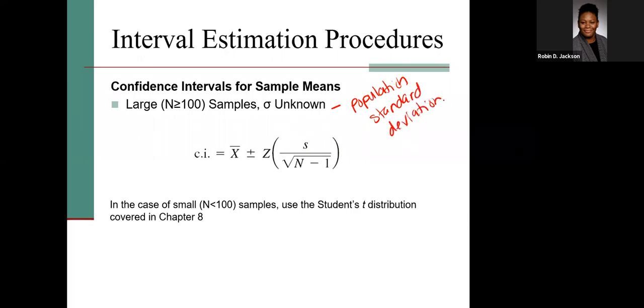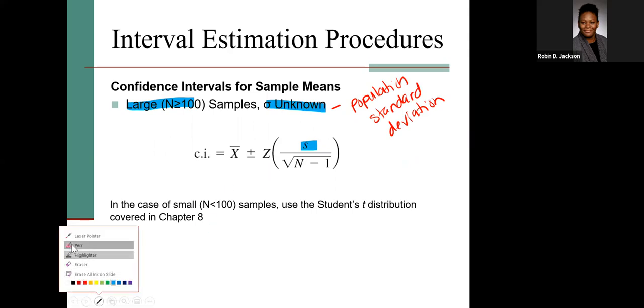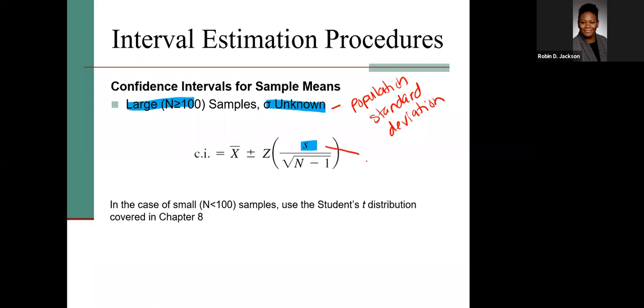Okay, I wrote too fast the first time around. So when that information is unknown, we have to have a large sample of 100, but we can use the sample standard deviation. Remember that the S stands for sample standard deviation. I'm just going to put SD to save on time. So that is the sample standard deviation.